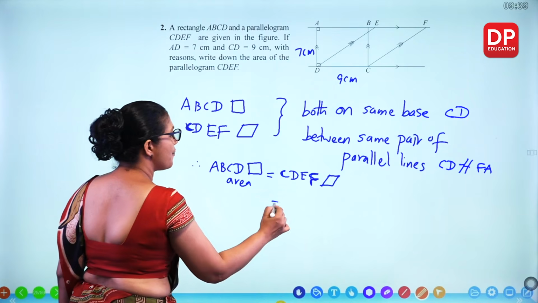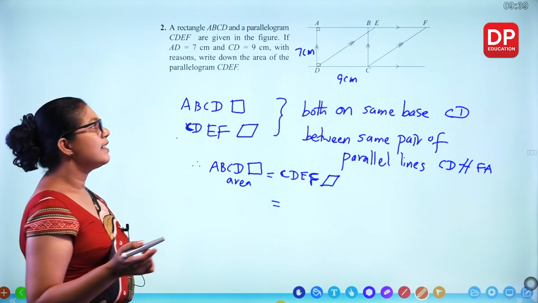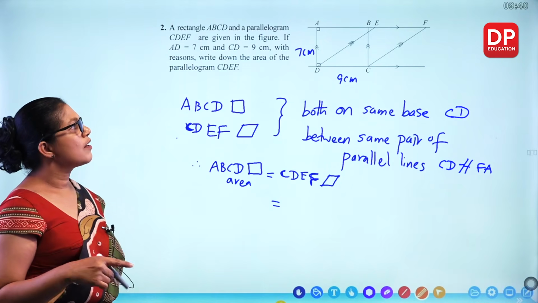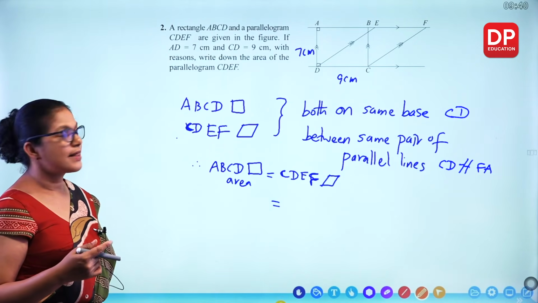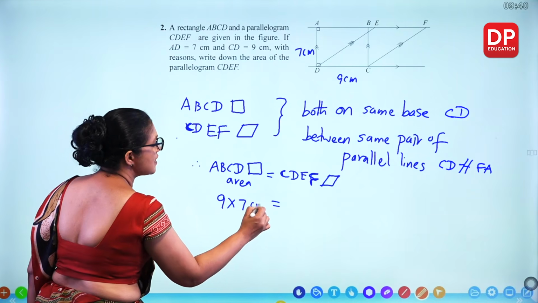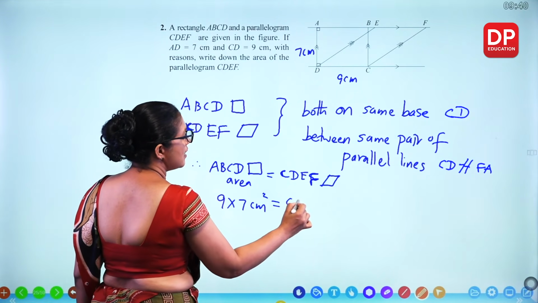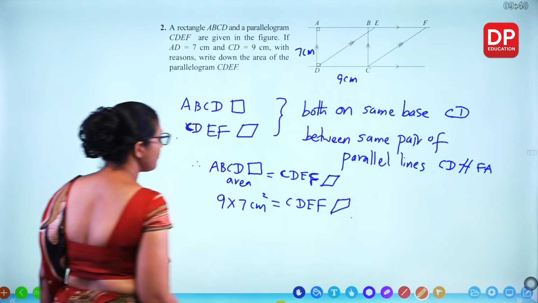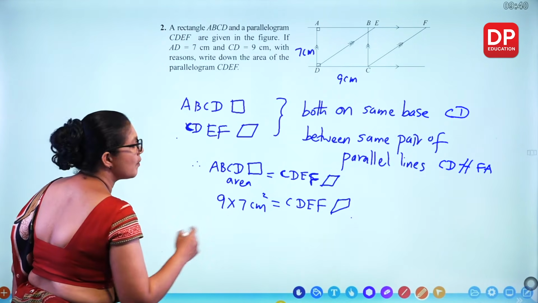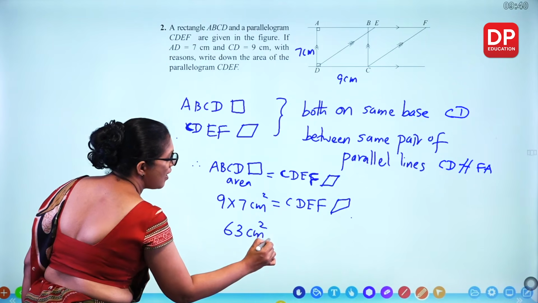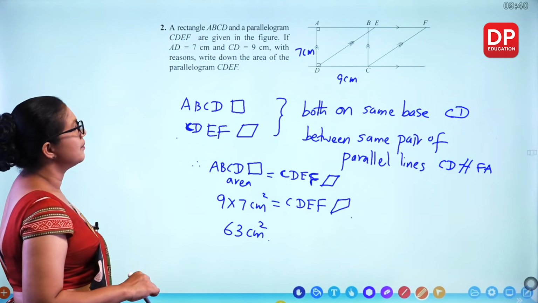But we know area of the rectangle is length into width or breadth into length. 9 times 7. So what's the area of the CDEF parallelogram? That's also equal. So that's 63 square centimeters.